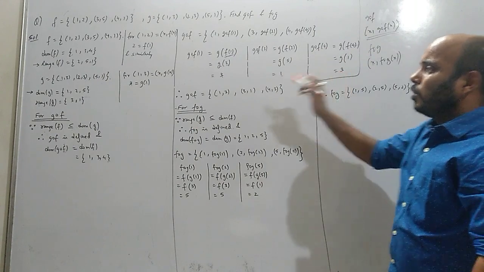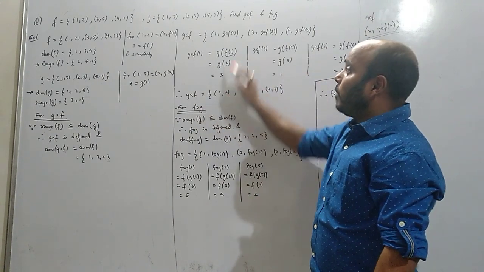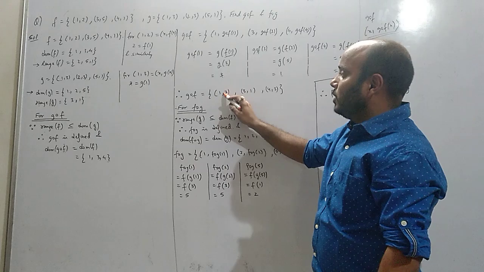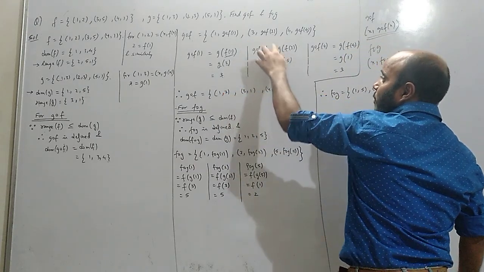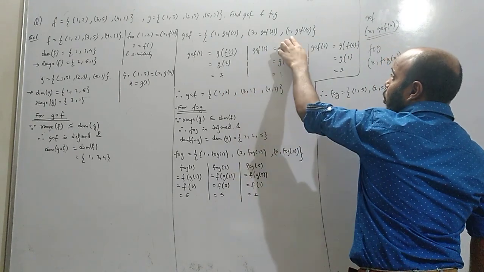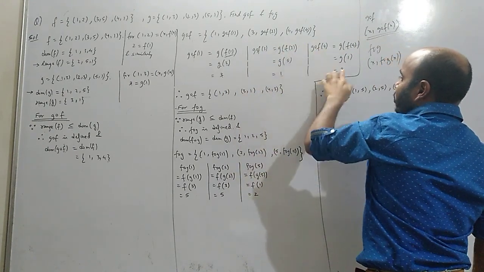Similarly, you can go. So, you understand gf? 1, comma, gf of 1. How much did you get? 3 here. Okay. Similarly, 3, comma, gf of 3. How much did you get? 1. 3, comma, 1. 4, comma, gf of 4. How much did you get? 3.